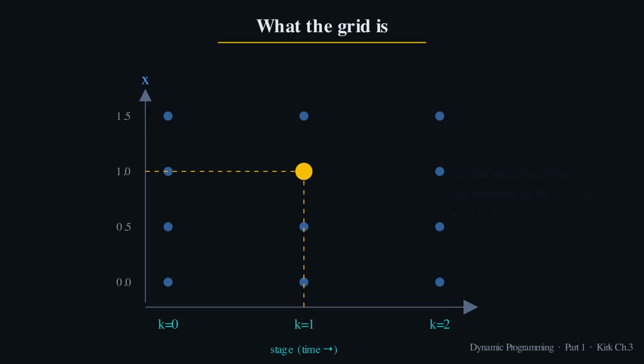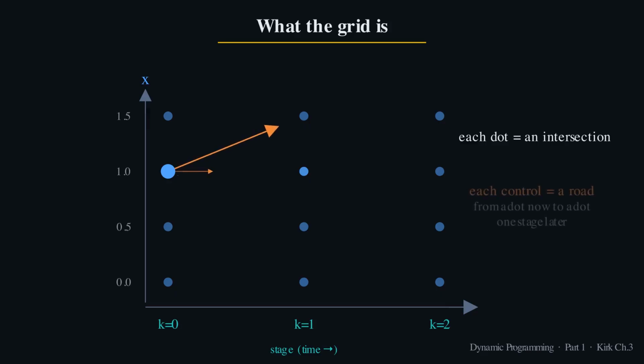Now picture it. Time runs left to right in stages. The chosen states stack upward. Every crossing is a dot, and each dot means one concrete thing. The system is in this state at this stage. This one here, state 1 at stage 1.